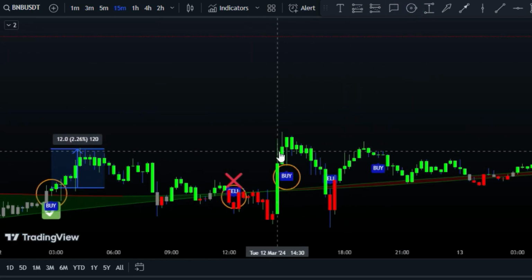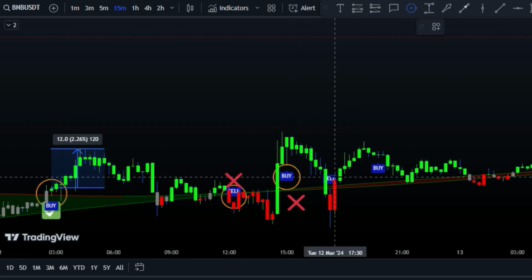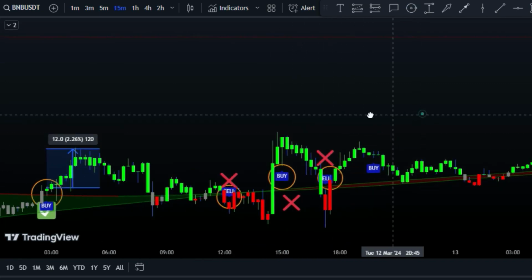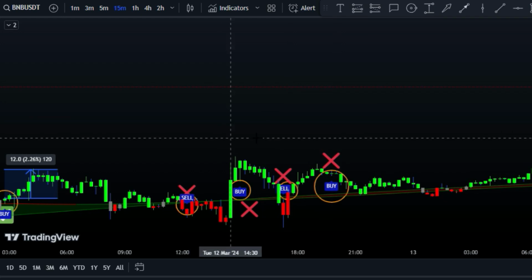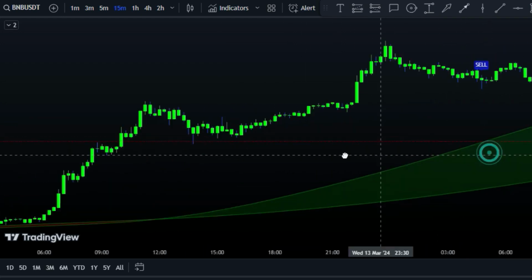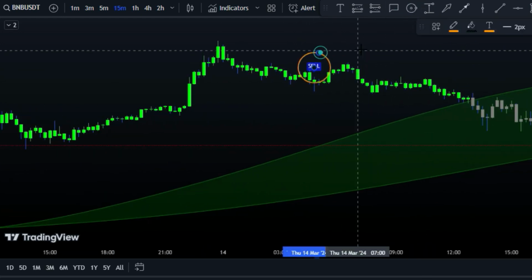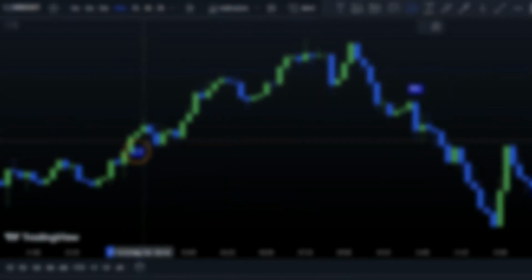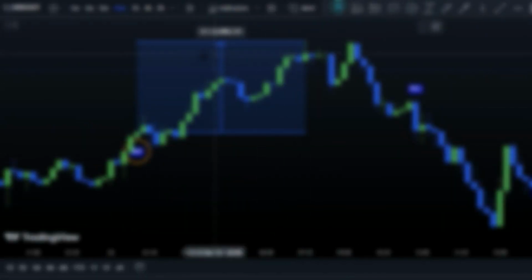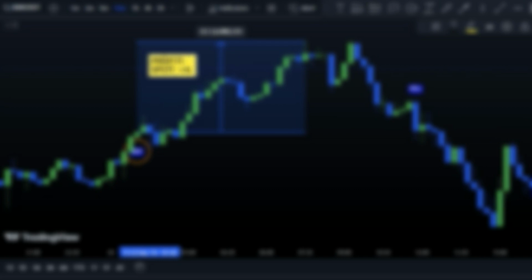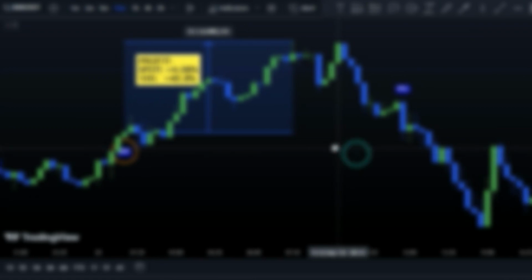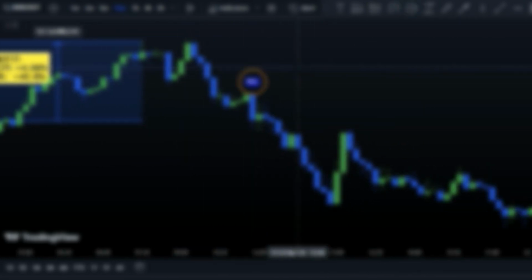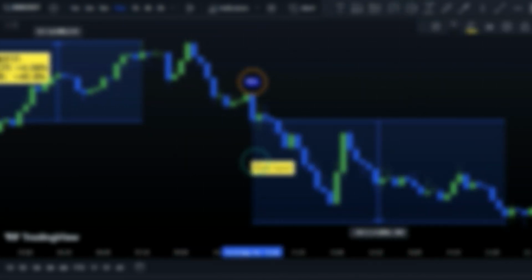In conclusion, our strategies successfully tackled the challenges of ranging markets and counter-trend signals, ensuring you make well-informed, high-probability trades for long-term success. So be sure to watch the recommended video on the screen to discover more profitable trading strategies and techniques designed to help you maximize returns and minimize risks in the exciting world of trading.